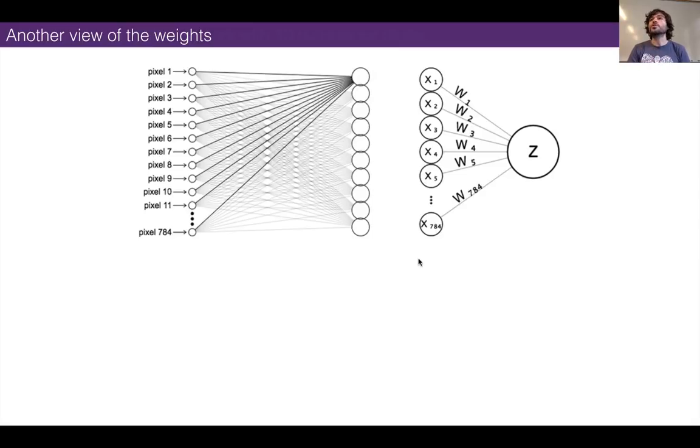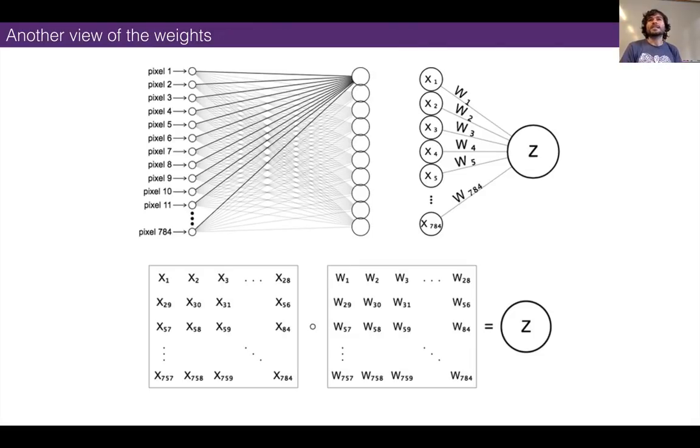Now, one useful thing for us to do is consider another view of this, something like this. This non-filled-in dot is called a Hadamard product. The formula is element-wise multiplication all added together. So x1 times w1 plus x2 times w2 plus x3 times w3 and so on equals z. So that's what that means.